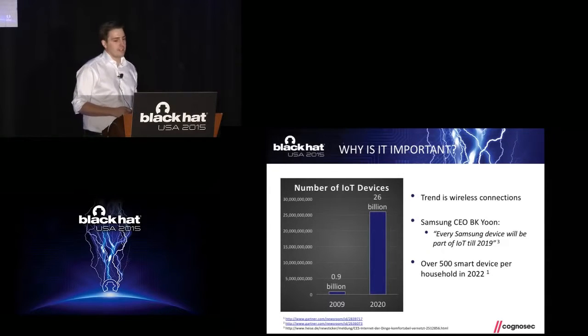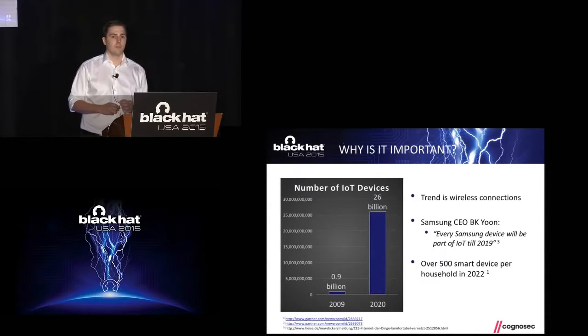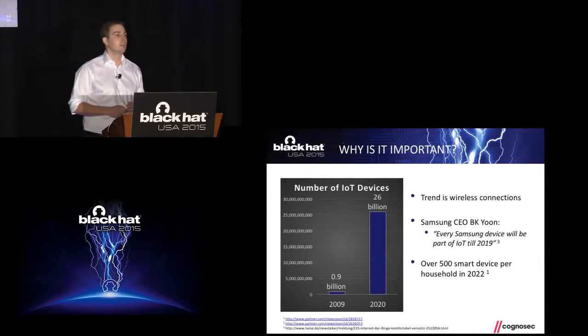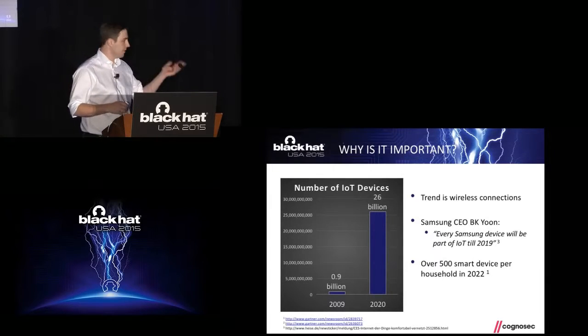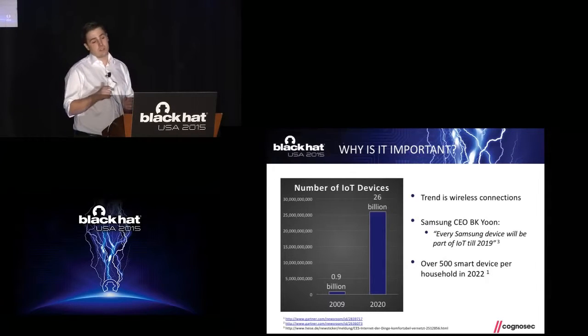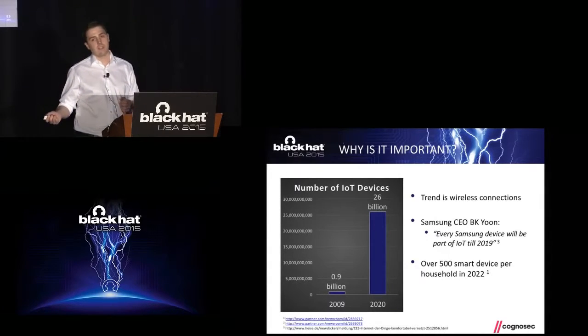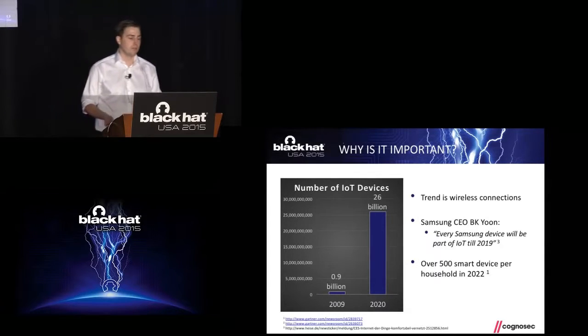This is underlined by a statement from the Samsung CEO at the beginning of this year, I think. He said that every newly built Samsung device will be part of the IoT by 2019. So everything Samsung is building will be connected. Very interesting. What is also supporting our field of research for home automation is that they also predict that 500 smart devices will be included in a typical household by 2022.